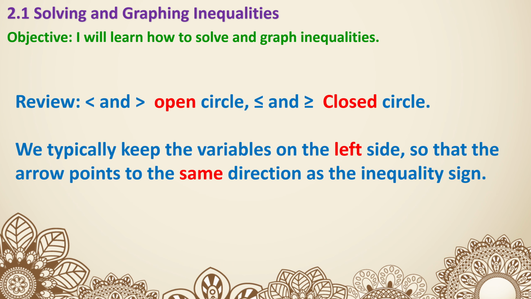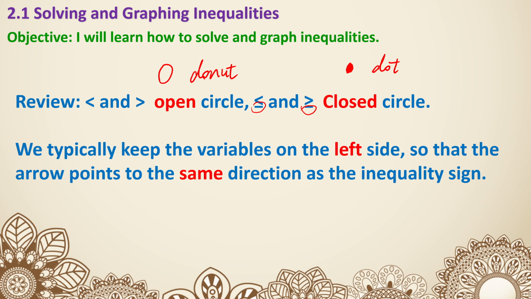First, when we graph inequalities, we are going to have to draw some circles. And if we have this less than or greater than sign, we're going to use an open circle, or as I refer to it, a donut. And we do have these equal signs, which means we have less than or equal to and greater than or equal to. We're going to use a closed circle, or as I refer to it, a dot.